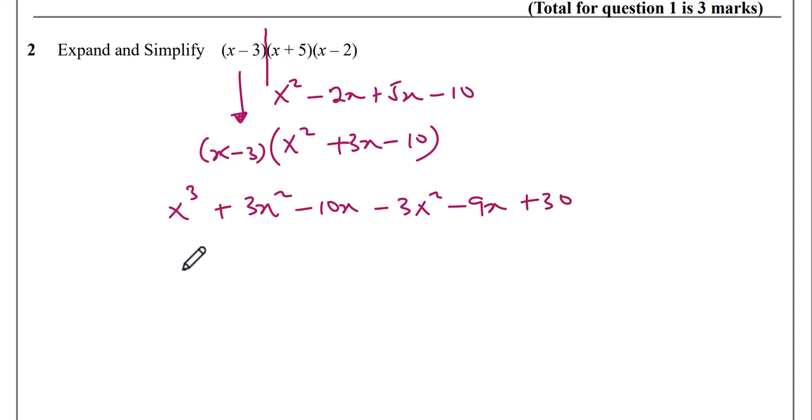And then collect like terms, you have x cubed, and 3x squared minus 3x squared is 0, so that's good. And minus 10x minus 9x is minus 19x, and here plus 30. So this is the result.